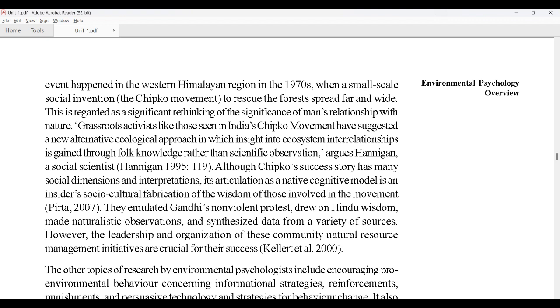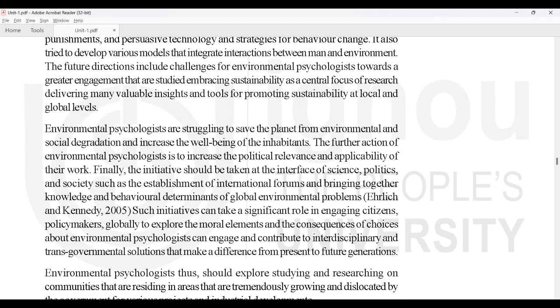The other topics of research by environmental psychologists include encouraging pro-environmental behavior concerning informational strategies, reinforcements, punishments, and persuasive technology and strategies for behavior change. It also tried to develop various models that integrate interactions between man and environment. The future directions include challenges for environmental psychologists towards a greater engagement, embracing sustainability as a central focus of research, delivering many valuable insights and tools for promoting sustainability at local and global levels.